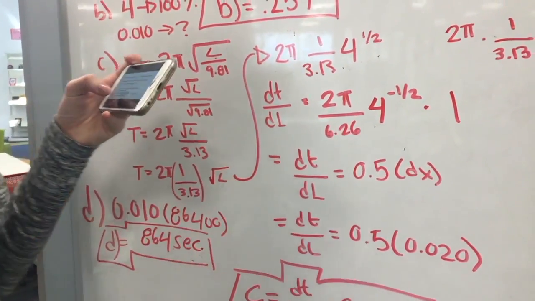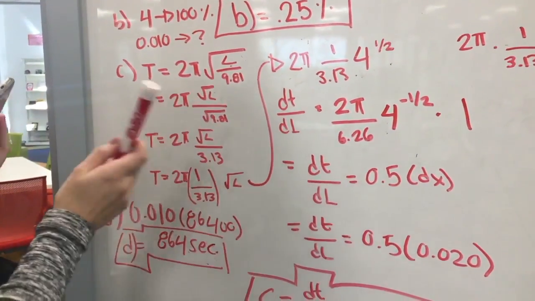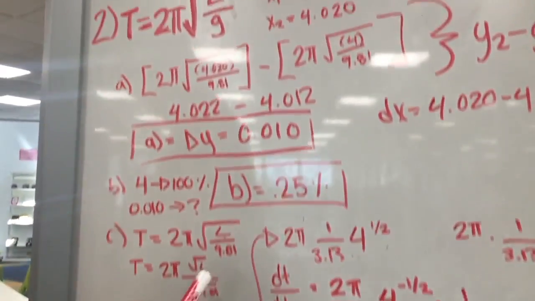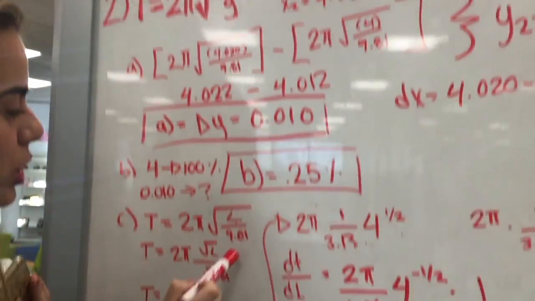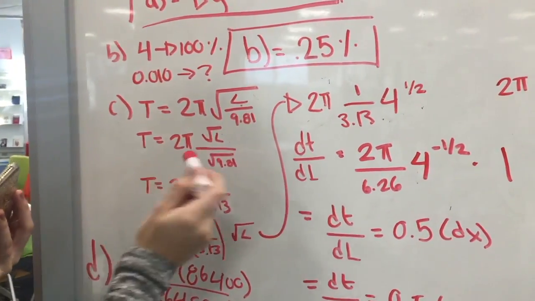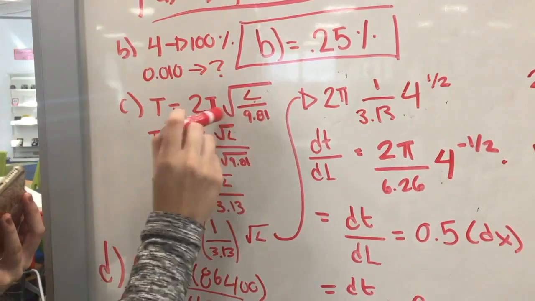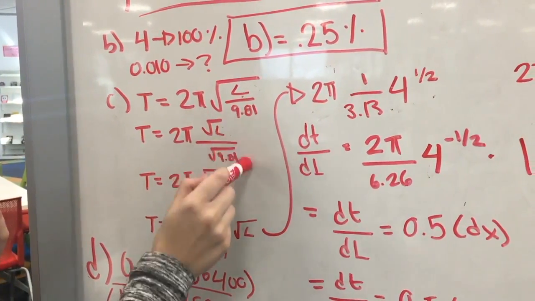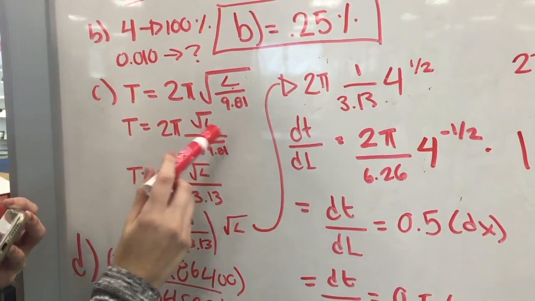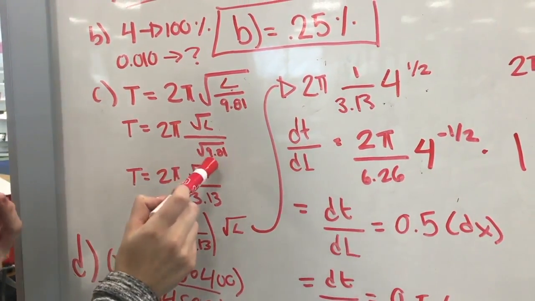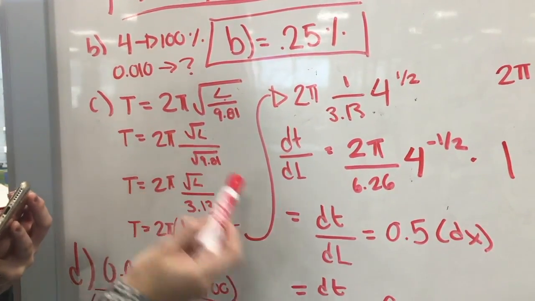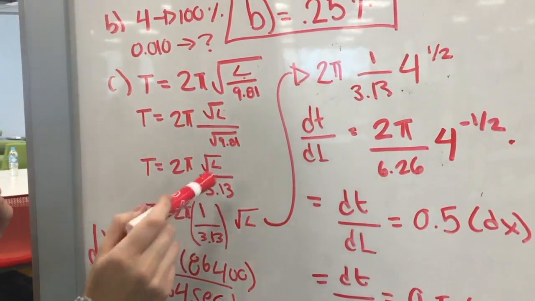So to find our approximate percent change in period, what we did first was copying the original equation and substituting our g with 9.81. Then we separated the square roots, which these two are the same thing. And what we wanted to do to make the procedure easier was getting a number in the denominator. So we did the square root of 9.81 and got 3.13.